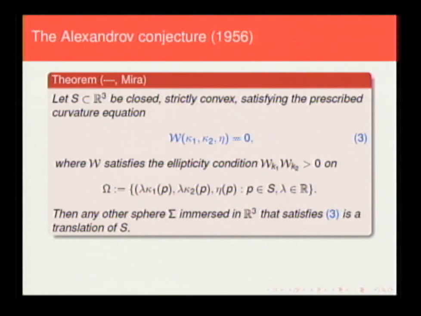The set where the ellipticity condition is satisfied is exactly where we have umbilical points, but in general it is not this set. Now we assume that there is another immersed sphere, sigma, in Euclidean space, satisfying the same equation. So we want to show that sigma is a translation of the first ovaloid.